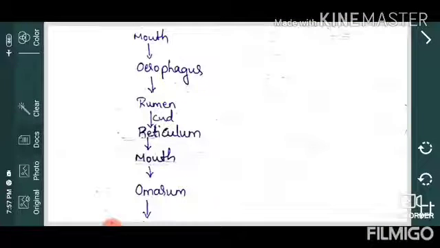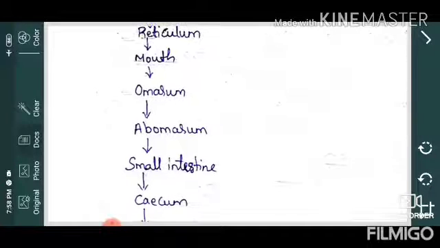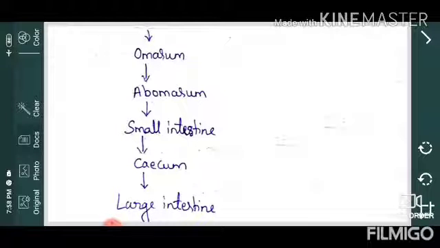From the mouth it moves through the esophagus to the rumen. From the rumen the cud moves to the reticulum. Then from the reticulum it again moves to the mouth, to the omasum, and then to the abomasum, small intestine, cecum, and large intestine. This is the flow chart of digestion in the cow.